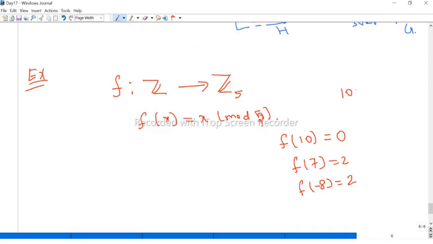Why is it 2? We know that 10 is congruent to 0 modulo 5. This 10 can be written as 8 plus 2, so 8 plus 2 is congruent to 0. Now take the 8 to the other side, therefore 2 is congruent to minus 8 modulo 5. Whenever we have a negative number, we can convert it to a positive number. Therefore, minus 8 maps to 2. So this is the function. Now we can easily show that f is a homomorphism.